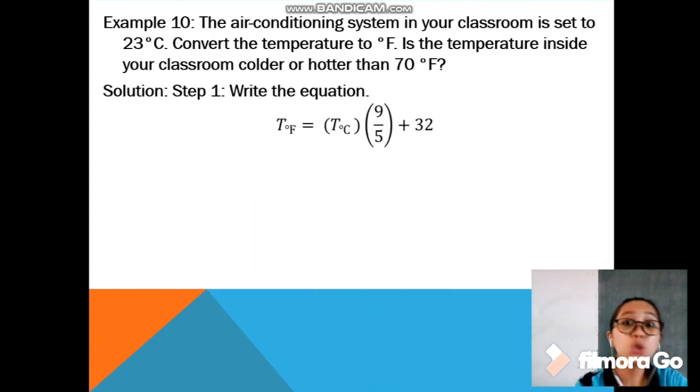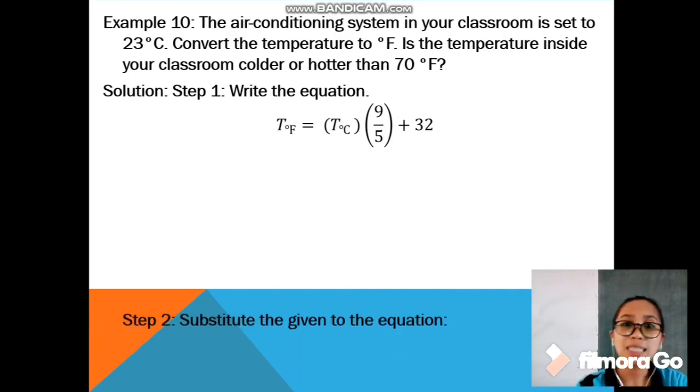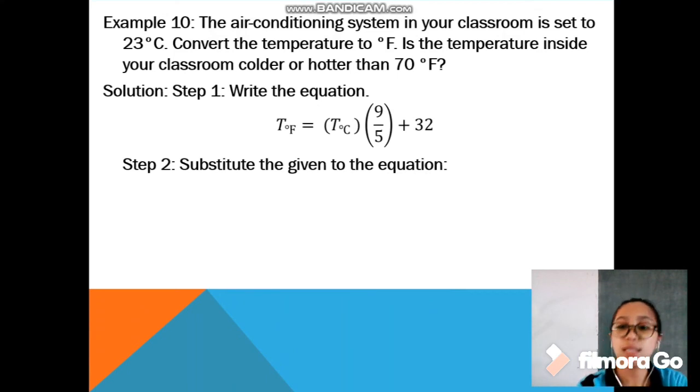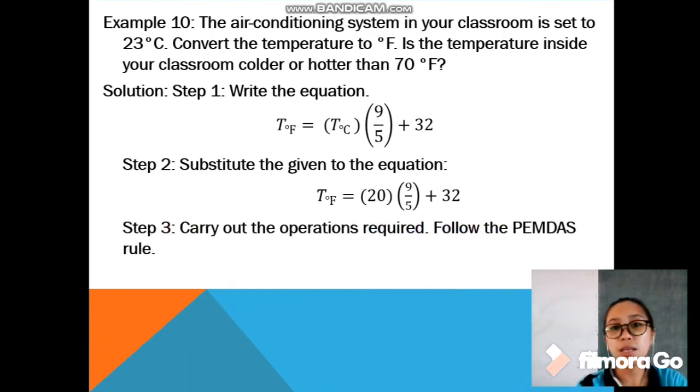So you will choose the equation. This is the equation you are going to use. Since the given is in degree Celsius, you are going to substitute the given into that equation. So 20 degree Celsius, put it there, then carry out the operation, following the PEMDAS rule from your math subject, and we come up with 68 degree Fahrenheit. Now let's evaluate, is it colder or hotter than 70 degree Fahrenheit? Since it is less than 70, it means it's colder than 70 degree Fahrenheit. Okay?